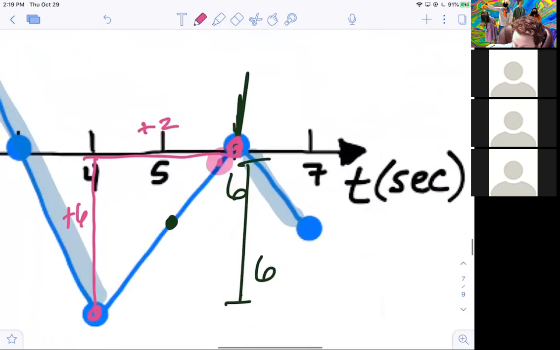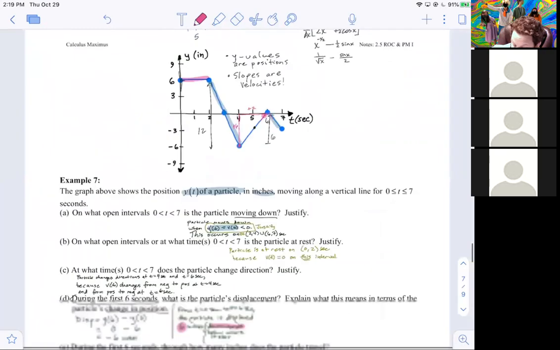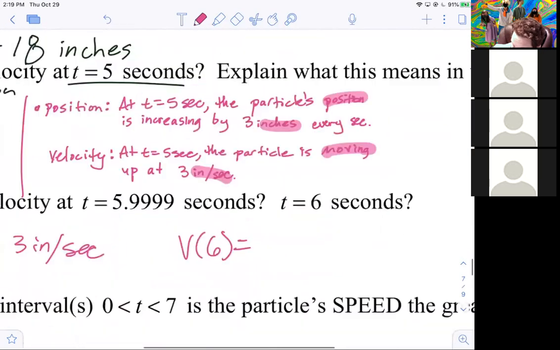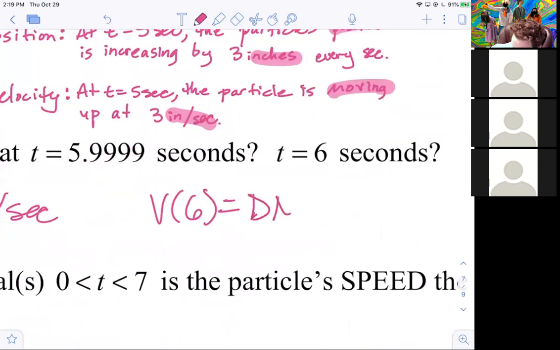Is it 0? There's a sharp turn there. The slope from the left does not equal the slope from the right. So it's actually DNE. It's not differentiable there. It's a sharp turn. So again, this is a change in direction that is impossible for us to achieve as mortals, okay?